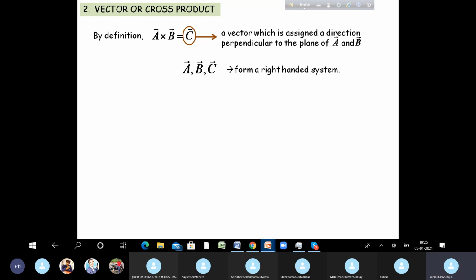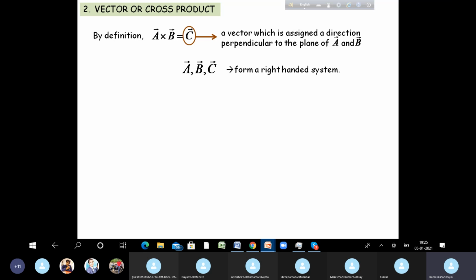A, B and C therefore will form a right-handed system. Right-handed system means A cross B will give you C, B cross C will give you A, C cross A will give you B. That is what I mean by a right-handed system. I'll repeat once again. A cross B will give you C, B cross C will give you A, and C cross A will give you B. That is a right-handed system.